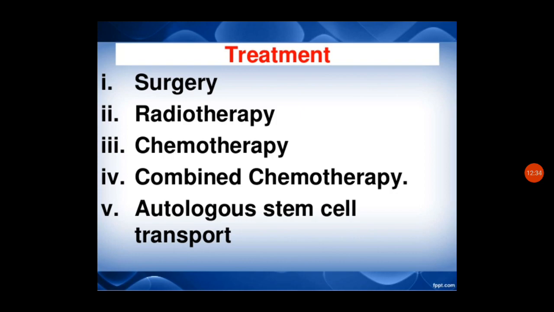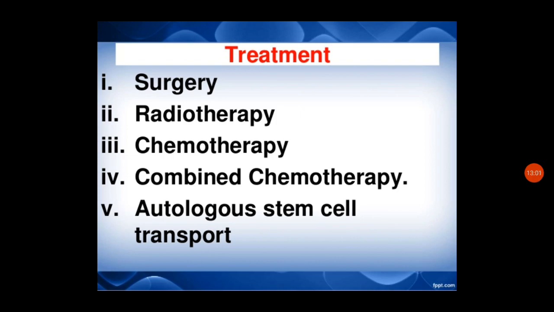Regarding the treatment of non-Hodgkin's disease, usually surgery can be done if the mass involvement is not that bulky and some areas can be identified. Surgical management is done. Radiation is done in the areas involved. Chemotherapy, and combined chemotherapy with radiation and surgery, also can be done.